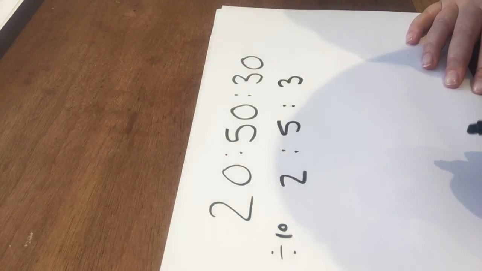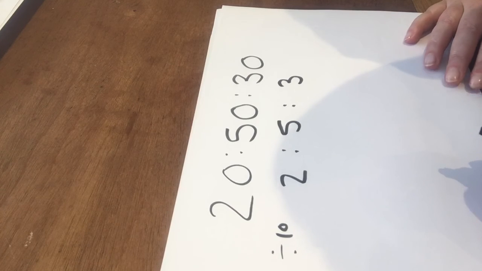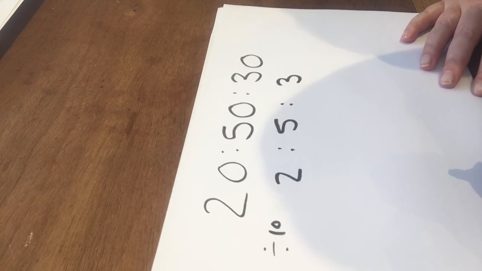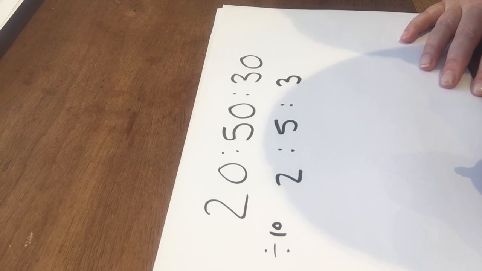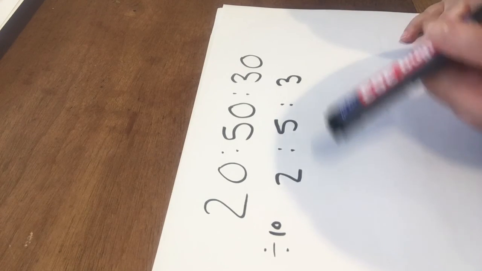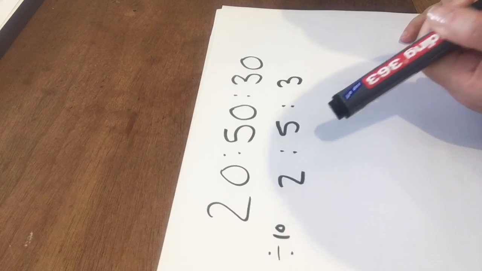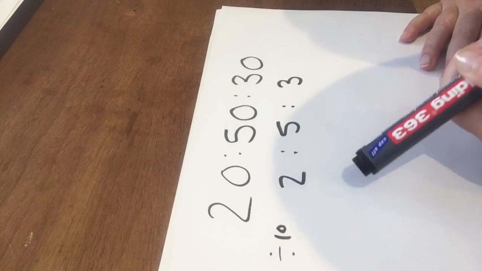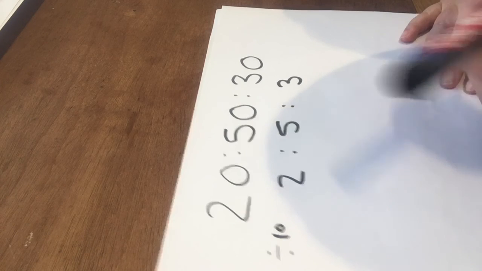Have a go, Year 6, at simplifying ratios. Remember, look for the common factor that goes into both numbers or all the numbers that you have, and double check that you can't simplify it further. Obviously, you can't simplify 2 to 5 to 3 any further because no number is divisible apart from 1 into 2, 5 and 3.